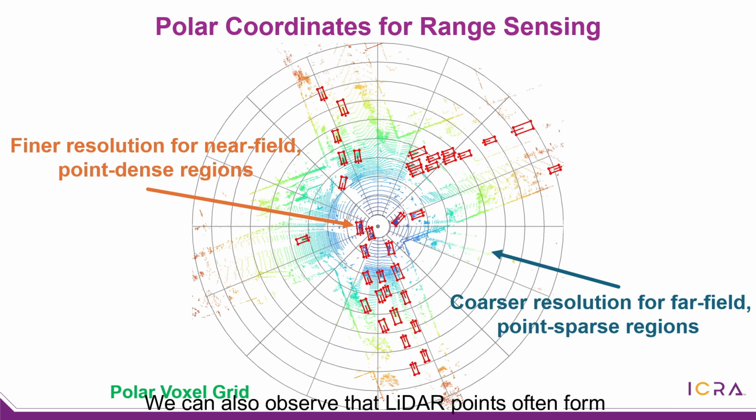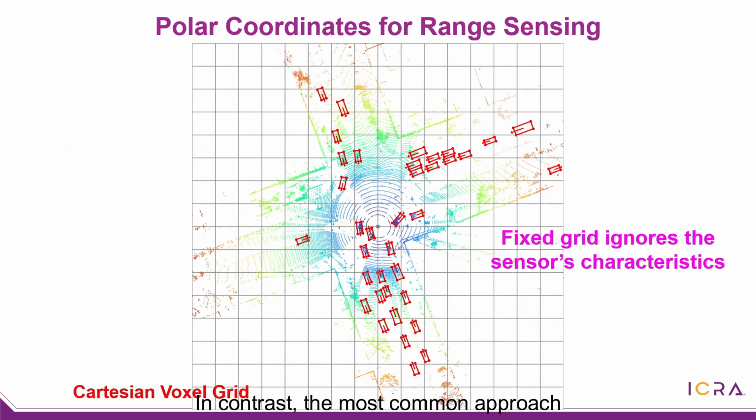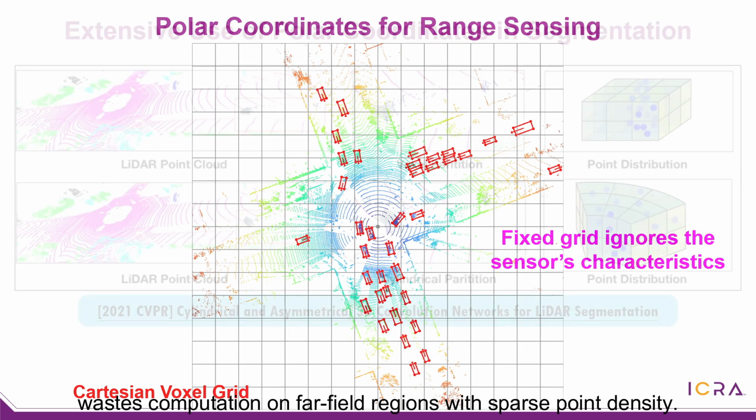We can also observe that LiDAR points often form ring-shaped patterns, which align well with polar-based grids. So overall, polar coordinates naturally align with range sensor data and help handle its non-uniform sparsity and spatial distribution. In contrast, the most common approach, Cartesian voxel grids, uses a uniform partition, where all cells have the same size. This often compresses dense regions near the sensor and wastes computation on far-field regions with sparse point density.